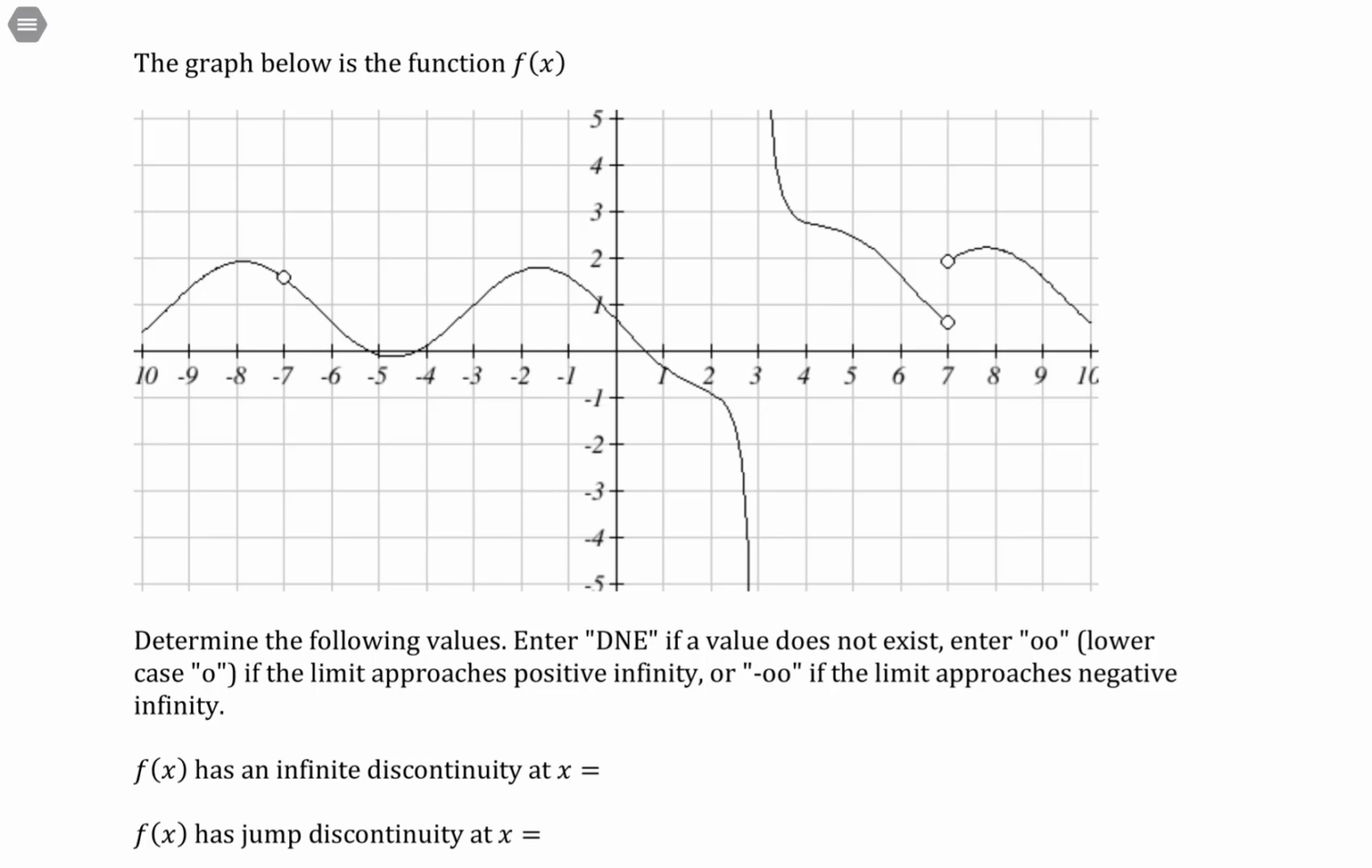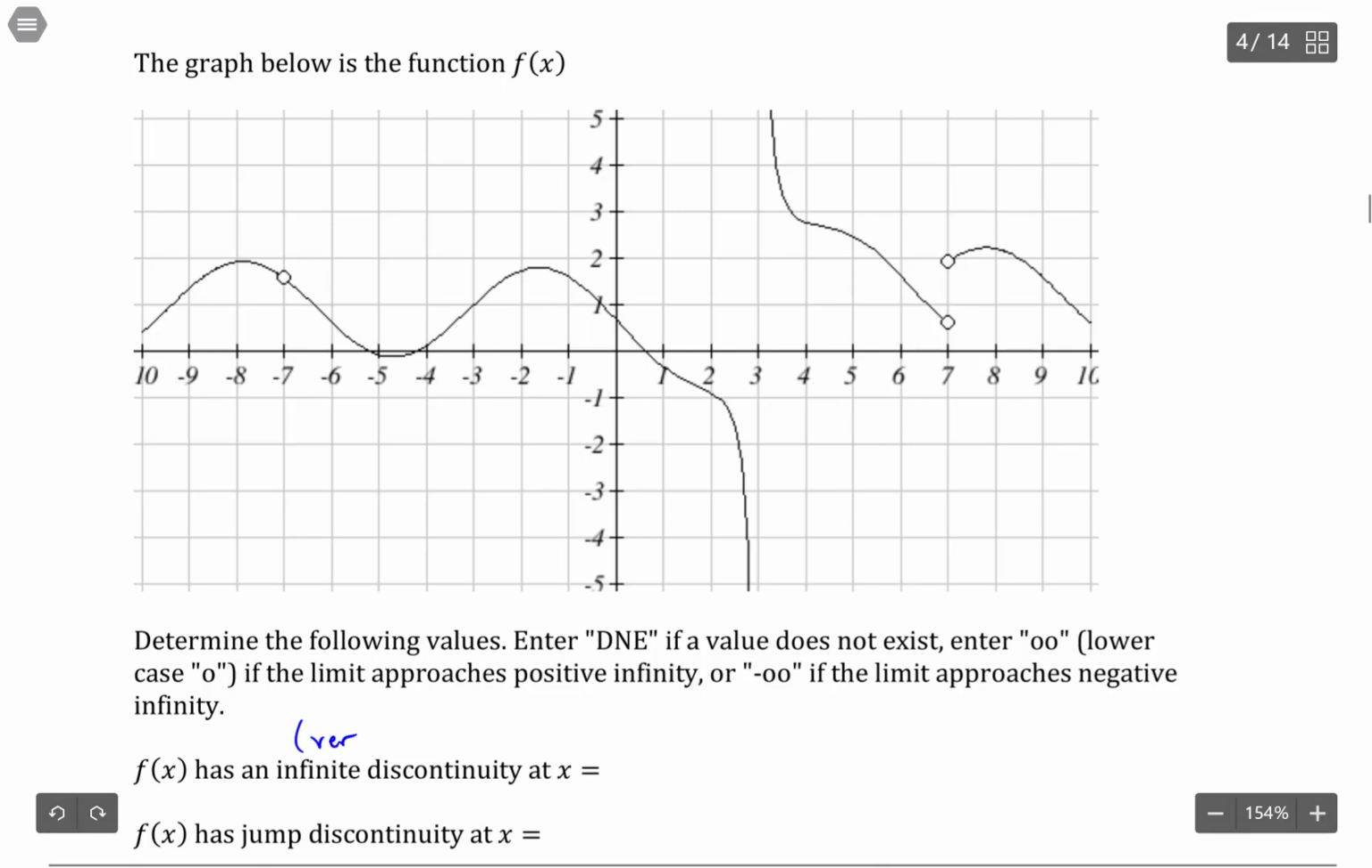The graph below is the function f of x. F of x has an infinite discontinuity at x equals what? So an infinite discontinuity is the same thing as a vertical asymptote. I should specify that it would be a vertical asymptote.